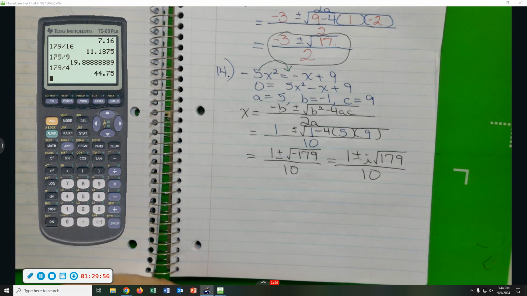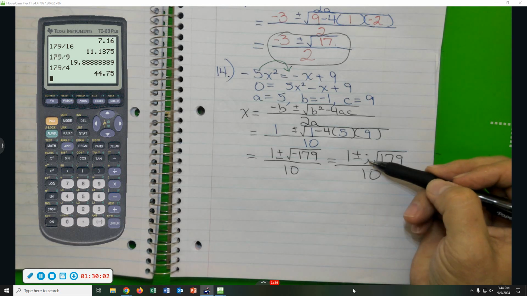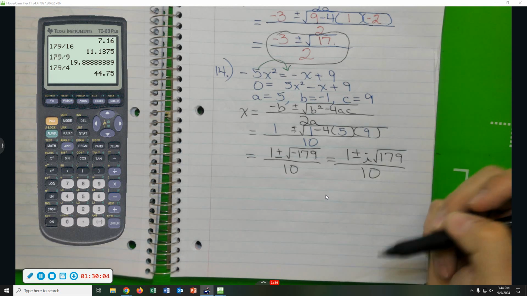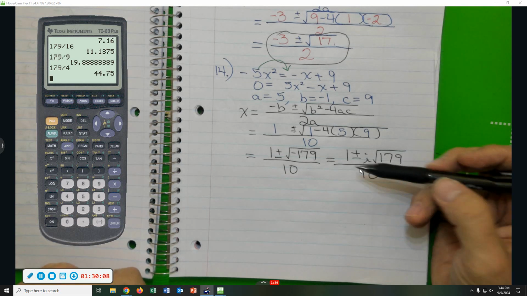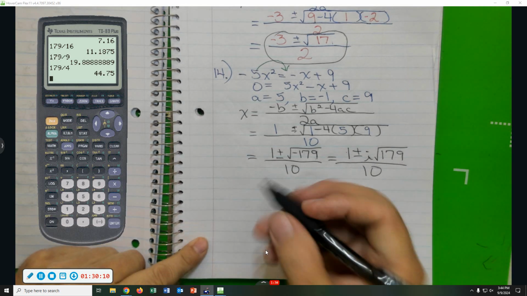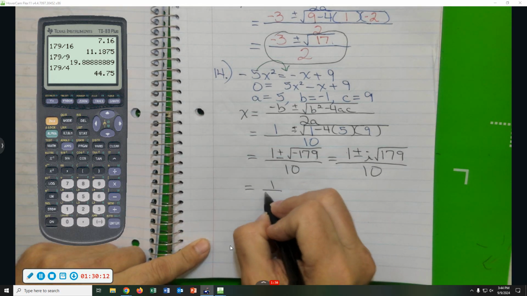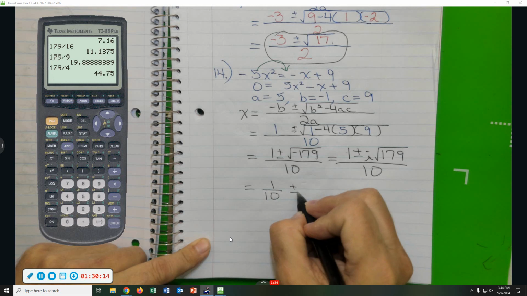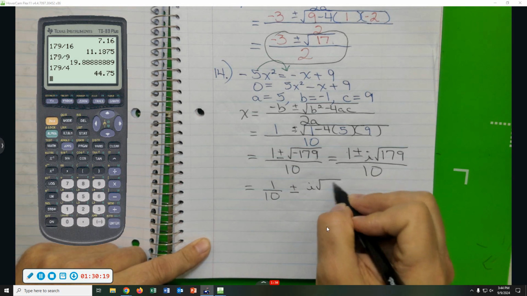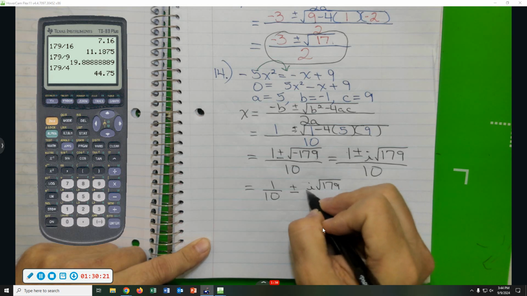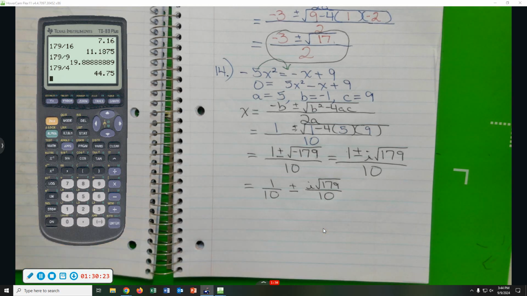Can I leave it like that if I type that in? Are they going to accept it? No. What am I going to have to do? I have that fraction with that I on top, so I'll do what? Split it up: 1 over 10 plus or minus I square root of 179 all over 10.